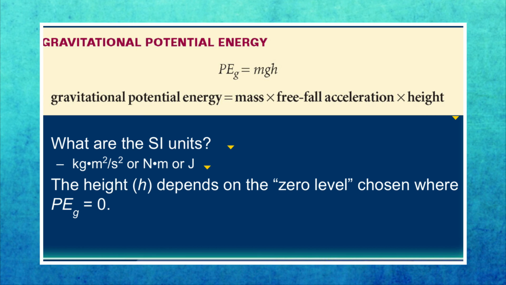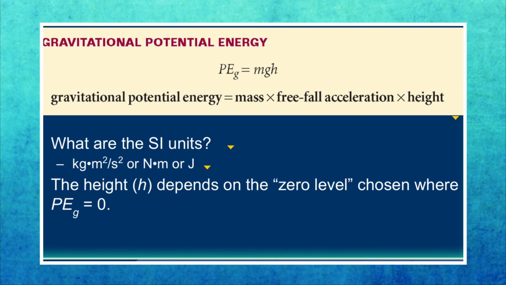I'll start by explaining gravitational potential energy, which is potential energy associated with the gravitational field. Its formula is mgh, which is basically mass times free fall acceleration times height. m is mass, g is gravity, h is height. Everything must be in SI units.